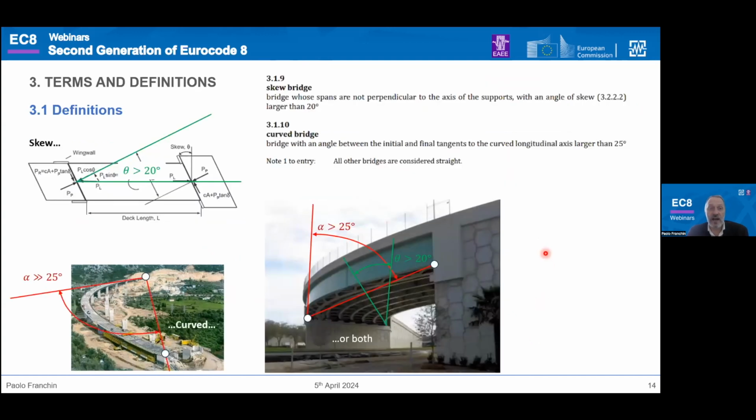This is a good point to show the definition of skew and curved bridges in the code. So for Eurocode 8 part 2, a skew bridge is one where the skew angle is larger than 20 degrees. And a curved bridge is one where the angle between the tangent to the axis at one end of the deck with respect to the chord between the two ends of the deck is larger than 25 degrees. Of course, you can have both. You can have curved and skew bridges, like in this example.